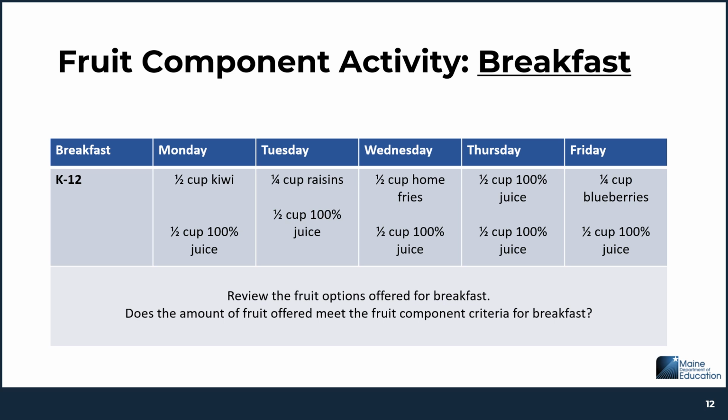Take a minute to pause this video and review the fruit options offered at breakfast on this sample and try to determine if the minimum daily quantities have been met. As a reminder, for grades K through 12, 1 cup of fruit must be offered each day at breakfast. And on this sample menu, the fruit requirement was met each day of the week with the exception of Friday, where only 3/4 cup of fruit was offered.